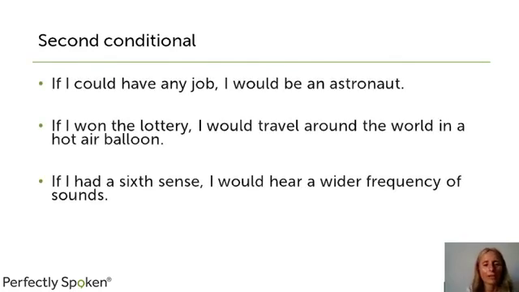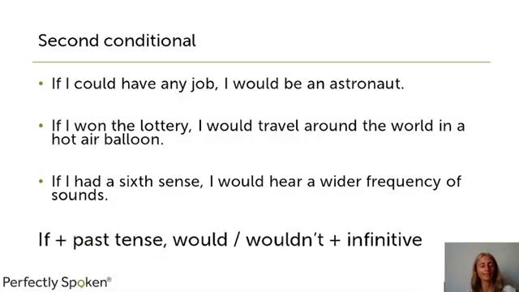So if I could have any job, I would be an astronaut. If I won the lottery, I would travel around the world in a hot air balloon. If I had a sixth sense, I would hear a wider frequency of sounds. So for the second conditional, if and the past tense, comma, would, wouldn't, and the infinitive. So how we form the zero, the first, the second conditional is very different.